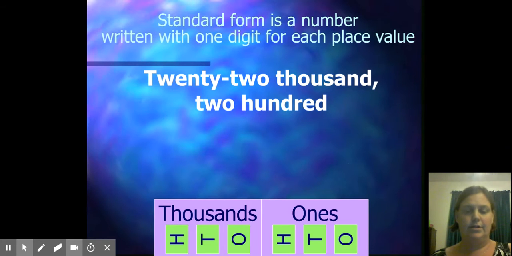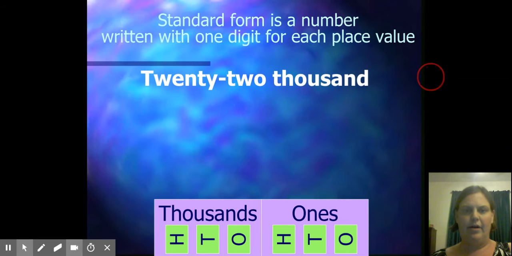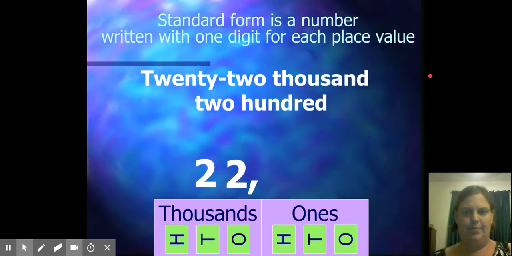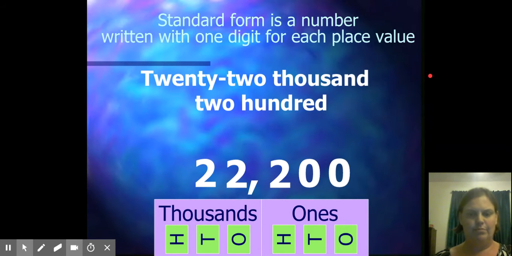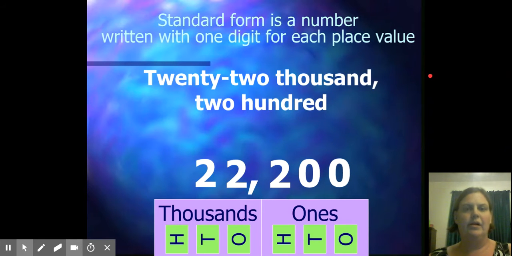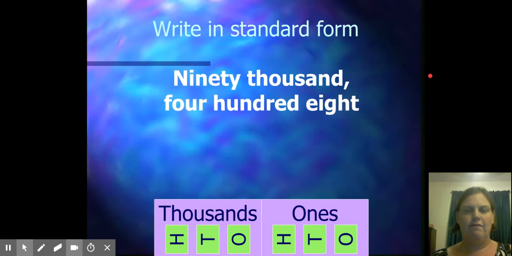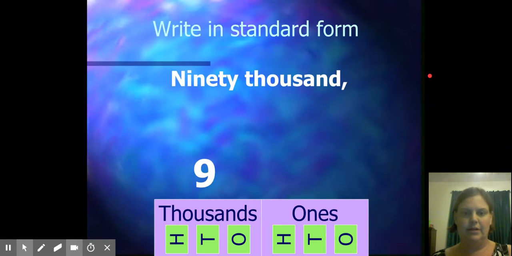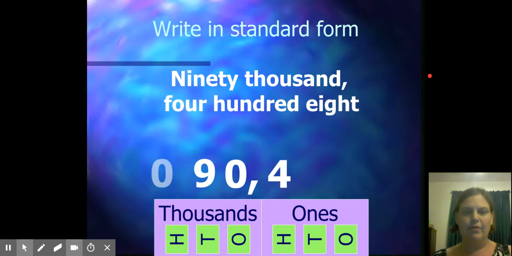22,200. I need to be in the thousands period. I have 22,200. Perfect. Easy peasy. 90,408. Notice I did not say 408. I said 90,408. So I have 90,000 going in that thousands period. 90, 408.